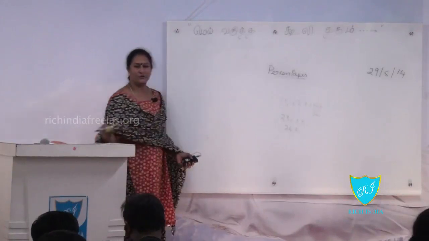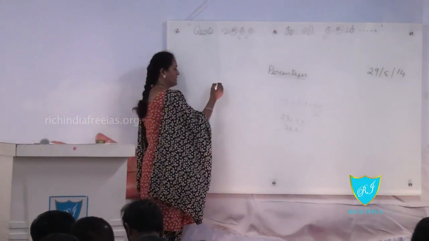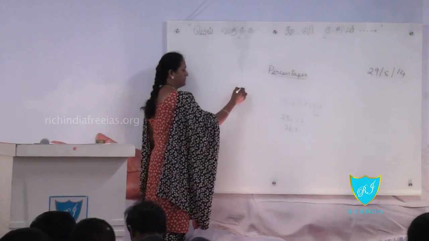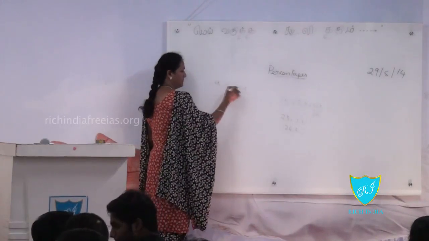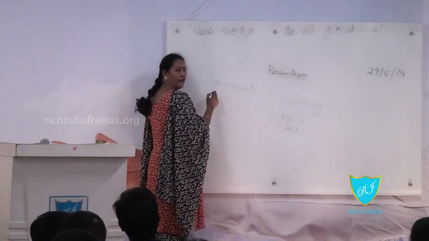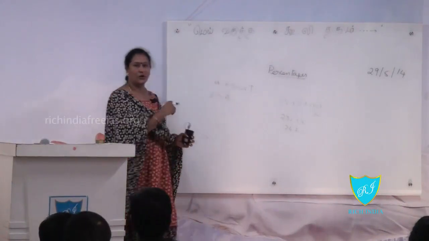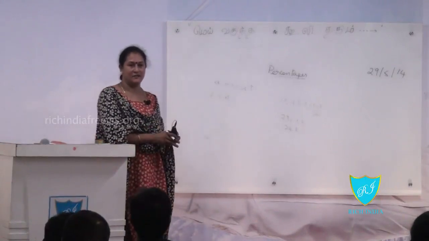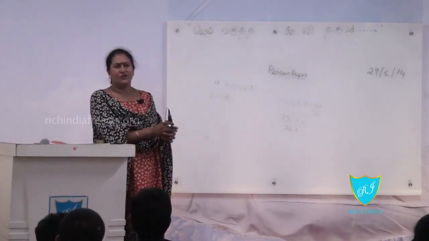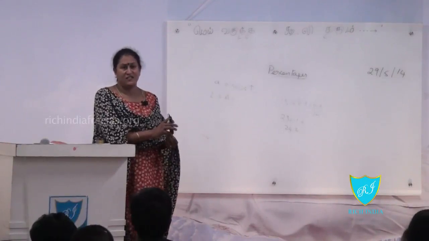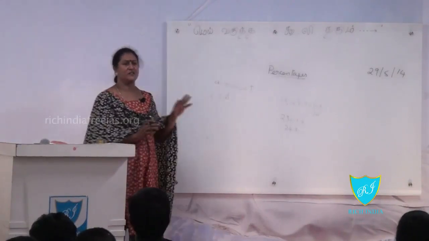So for a cube, the side is increased by what percent? 50%. So find the increase in its lateral surface area. So what will be the increase in its lateral surface? The lateral surface area formula is 4a square. Total surface area is 6a square. So no need to consider all that.